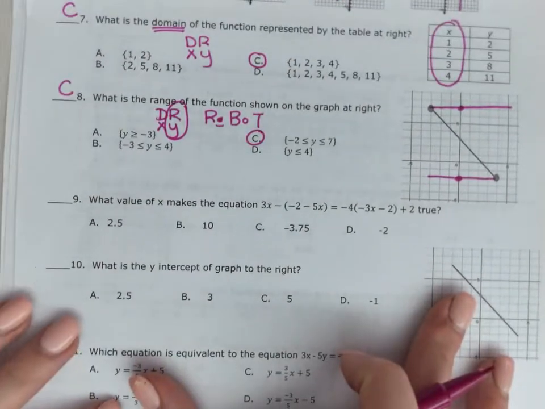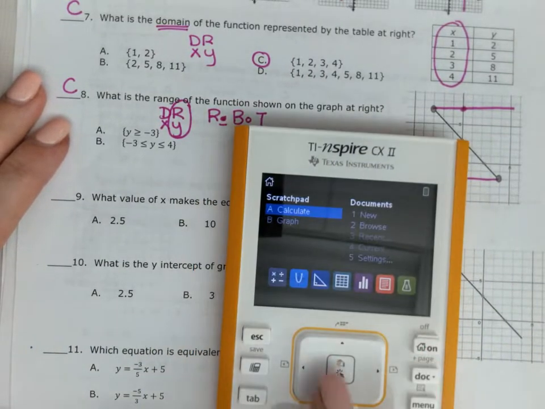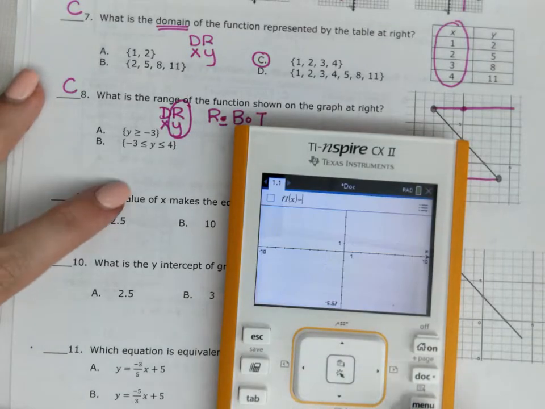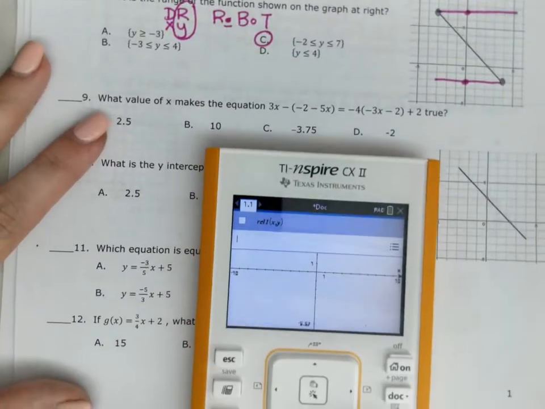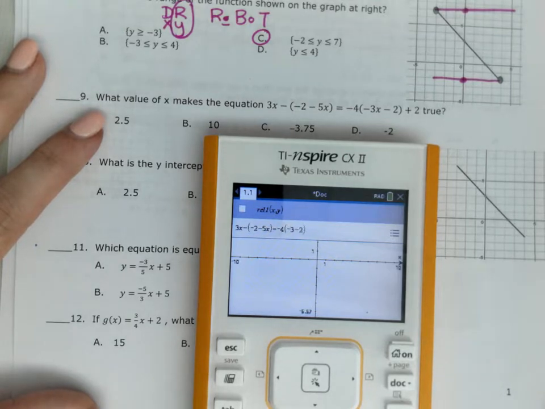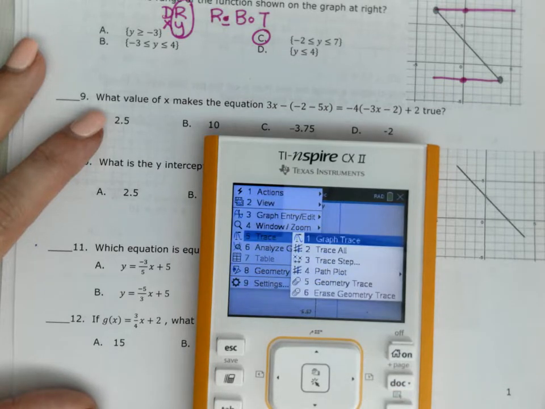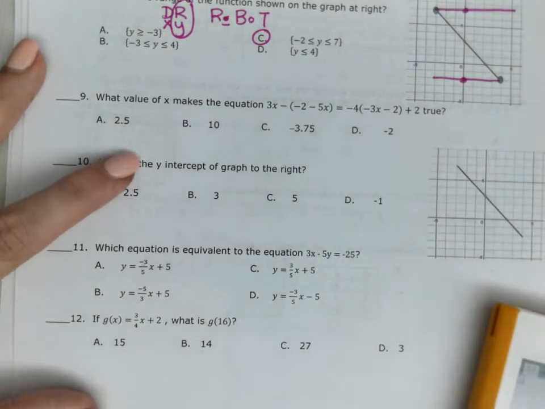Which value of x makes the equation true? Okay, so we can do this two different places. We can do this on the graph. Type it in as a relation. 3x minus parentheses, negative 2 minus 5x close parentheses equals negative 4, parentheses, negative 3 minus 2, close parentheses, plus 2. Click enter. Even if you can't see it, if you click menu 5.1, it'll jump exactly where it's at, and it's at 2.5.